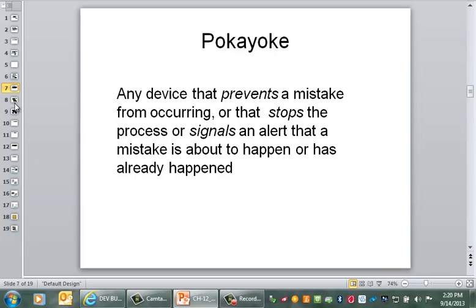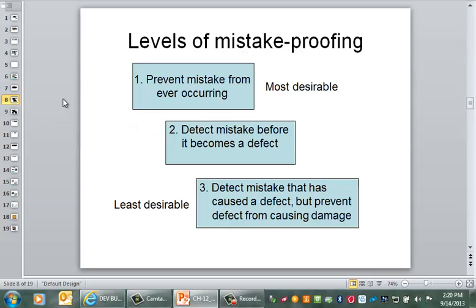Now, a Pokayoke is any device that prevents a mistake from occurring. So these happen quite often now. I think things are being redesigned to make sure that doesn't happen. For example, I know my mom in the nursing home, when they give her pills, they're pre-wrapped. They're pre-packaged, so they can't accidentally pour too many out of a pill bottle. So what we're talking about here is mistake proofing, preventing mistakes from ever occurring. You detect the mistake before it becomes the defect.